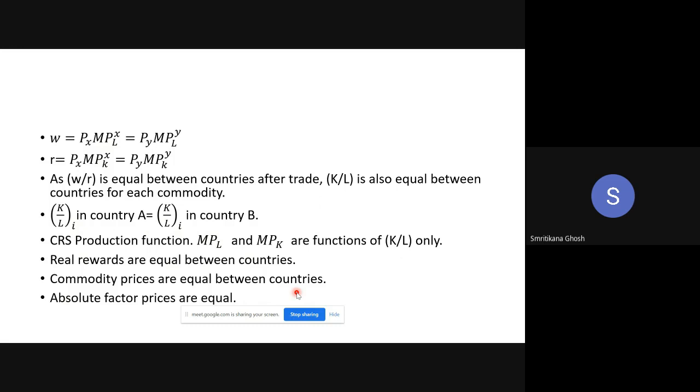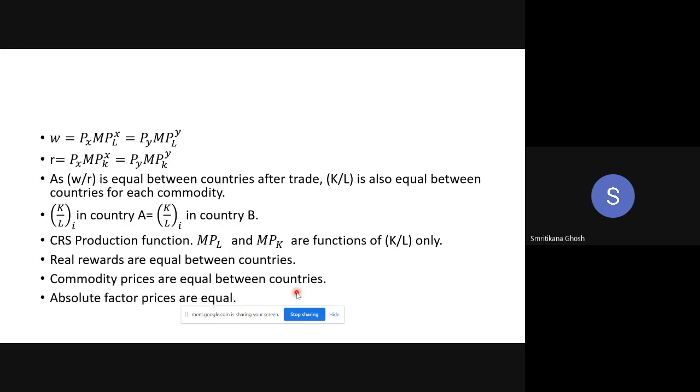But after trade, after getting international terms of trade, the wage of the labor in country A is equal to the wage of the labor in country B. First of all, W by P is equal, and as P's are equal, then W's are equal. Similarly, R by P for both the countries are equal.